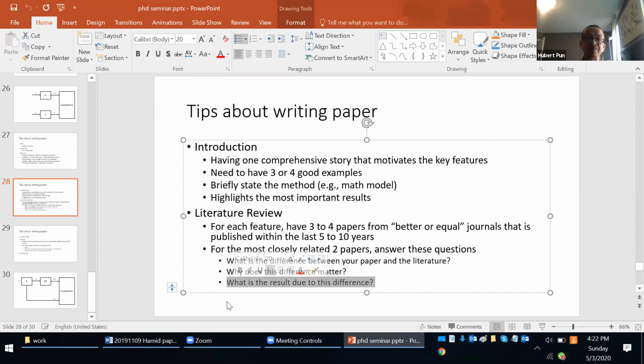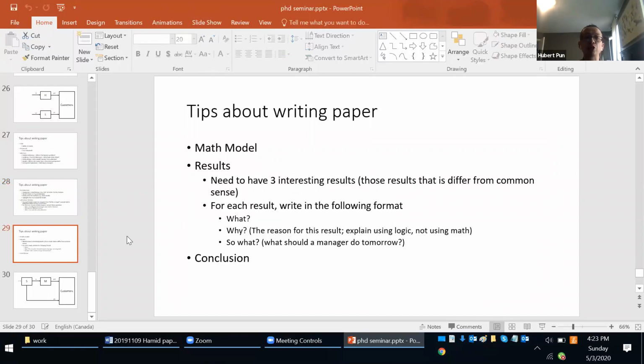The reason is that the literature has already studied the first two characteristics, which are supply encroachment and capacity constraint. So my paper only focuses on asymmetric information. That's why the literature review focuses on information asymmetry. And then the rest of the paper is on the math model, results, and conclusion.